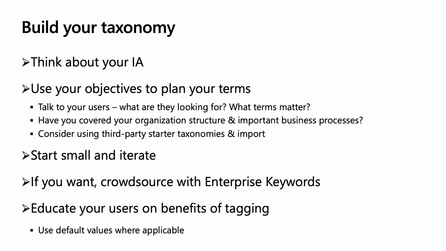If you also want terms to bubble up organically from your users, you can choose to crowdsource that with enterprise keywords and review those periodically to see if there are any terms that you'd want to consider making managed terms. And finally, for any taxonomy, you'd need to educate your users on the benefits of tagging so that they adopt those taxonomies. Even the best defined taxonomy is set up for failure if your users don't agree to tag their content. It also is a good idea to define default values where applicable and make their decision-making process simpler.